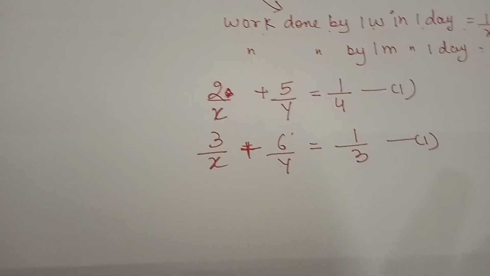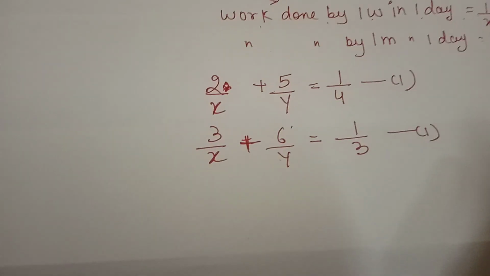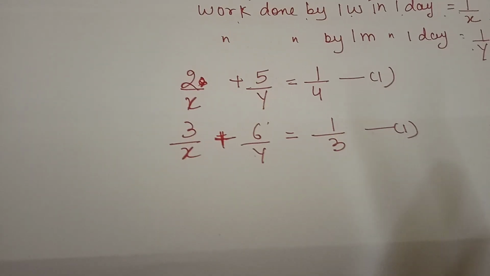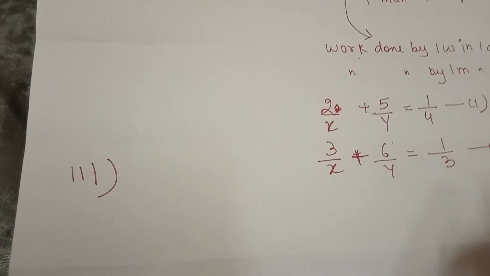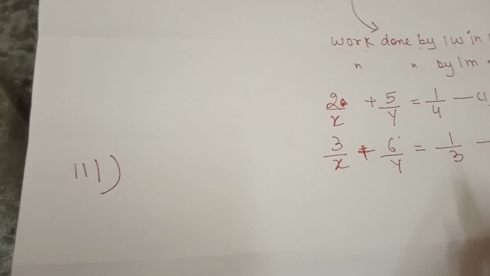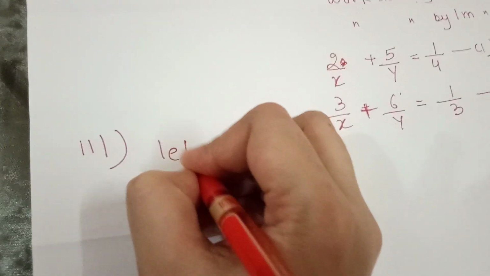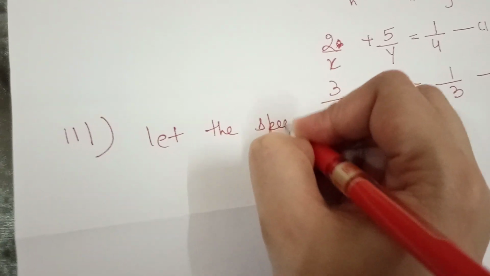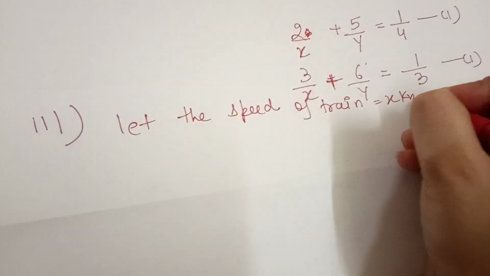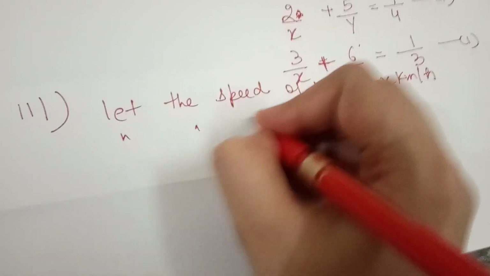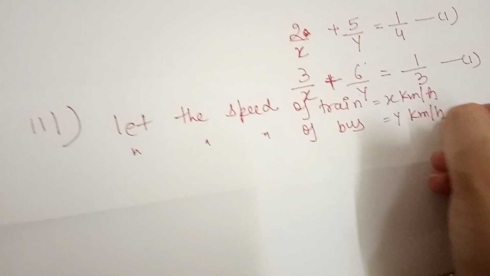And use the reducing method to convert these equations into simple form and then solve it. Okay, now let's do the third part, last part. Ruhi travels 300 kilometers to her home partly by train and partly by bus. There are two vehicles and they are asking the speed of these two vehicles. So you first let the speed of train is equal to x kilometer per hour, and let the speed of bus is equal to y kilometer per hour.